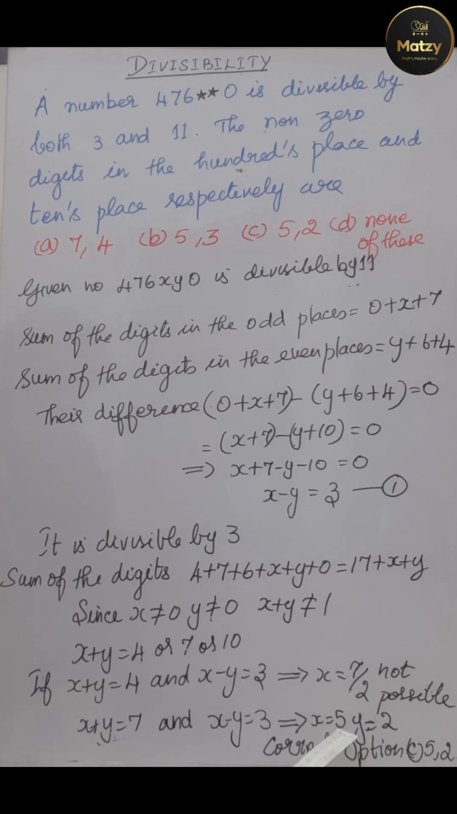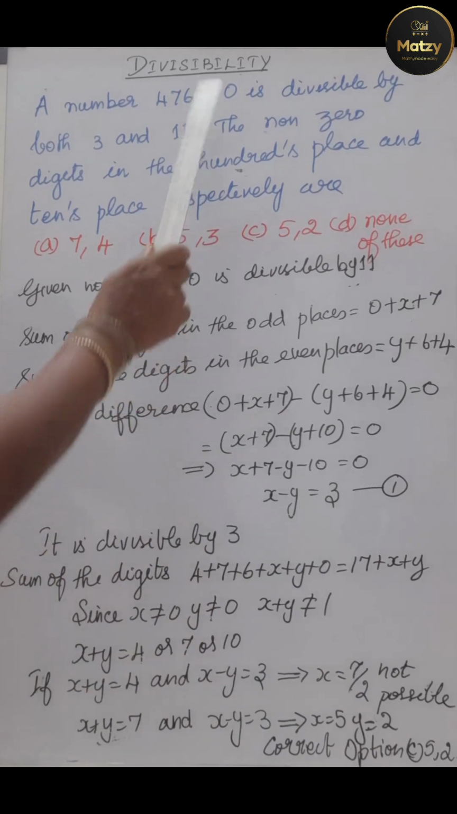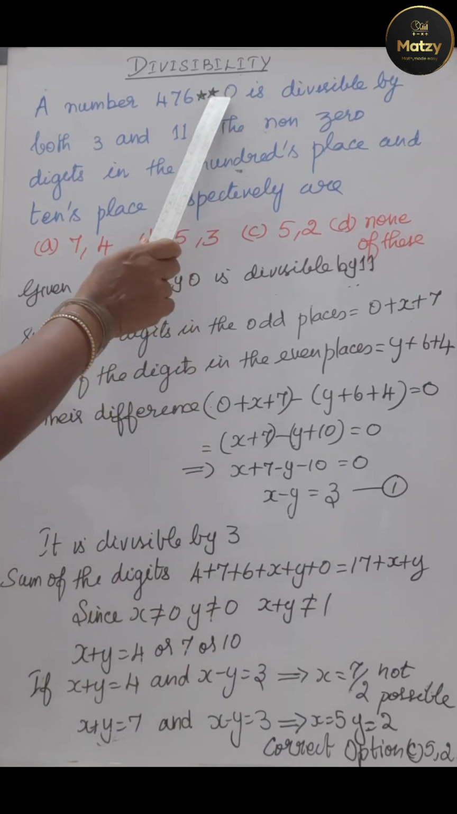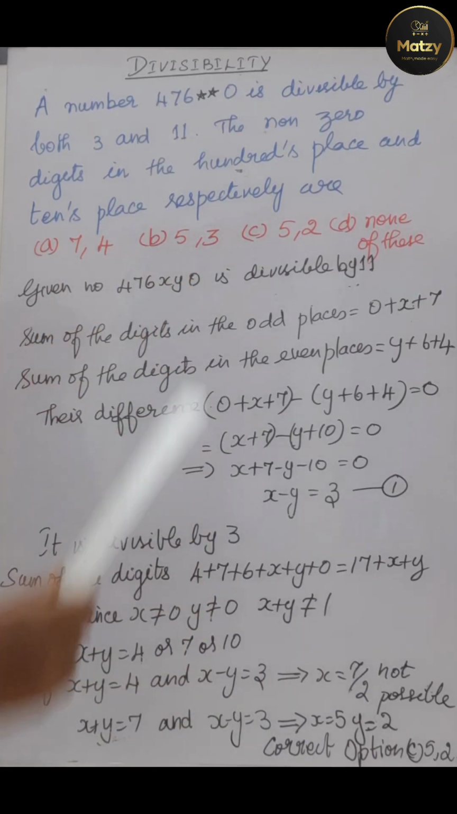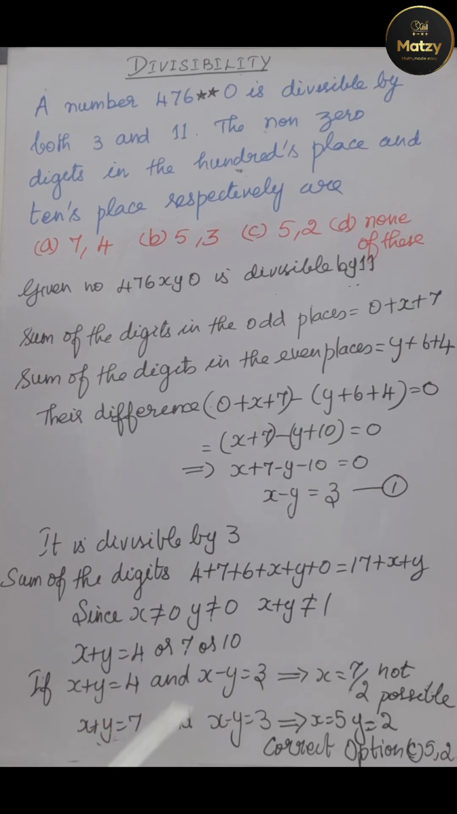If you substitute the 100th place as 5 and the 10th place as 2, this full number is divisible by 3 as well as by 11. So the correct option is 5, 2. C option is correct.